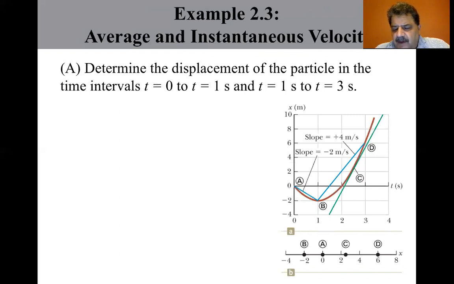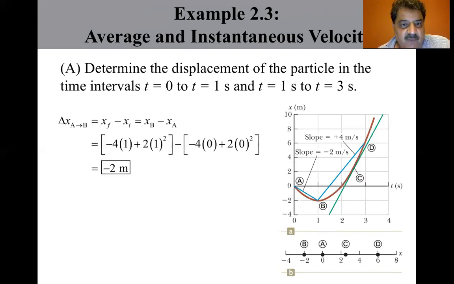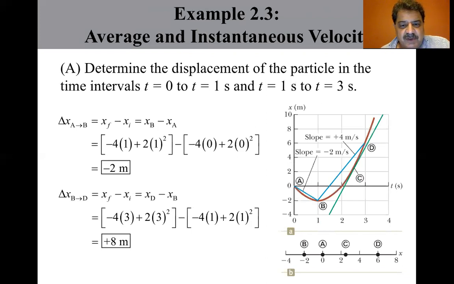In the first time interval, set t initial equal to tA, which equals 0, and t final equals tB equals 1 second, and use the equation x equals minus 4t plus 2t squared to find the displacement. If we substitute the 1 into each of these, we get that it's minus 2 meters. For the second time interval, t equals 1 second to t equals 3 seconds, set t initial equals tB, which is 1 second, and t final equals tD, which is 3 seconds. If you do the substitution, you get 8 meters. And notice how they're substituting for x final and x initial.